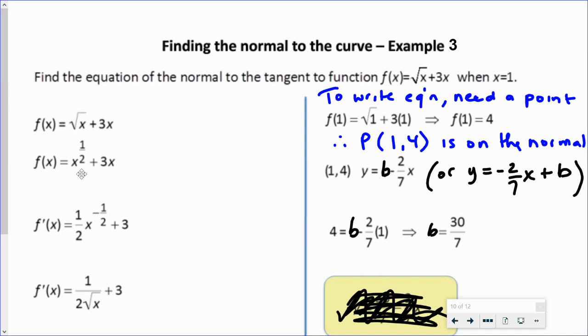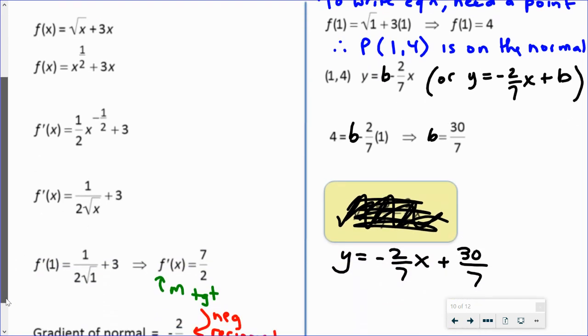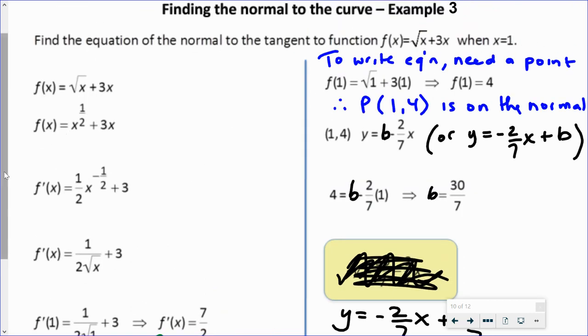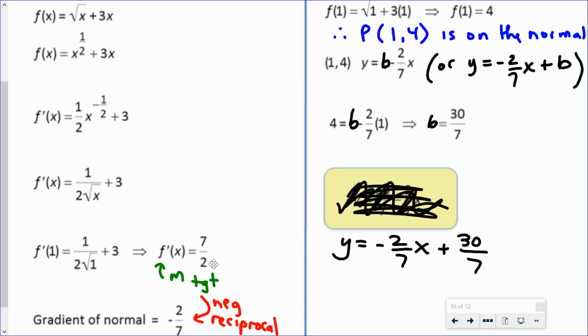Then I'm going to apply the power law and the constant multiple rule so that I can drop the 1/2, keep the base, reduce the exponent by 1. And here I can just pull out the 3 and take the derivative of x, which is 3. The derivative of 3x is 3. I end up with this derivative. Now, if I plug in the point that I cared about, when x was equal to 1, I find the slope of the tangent is 7/2.